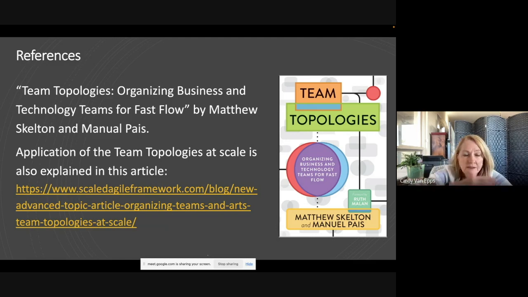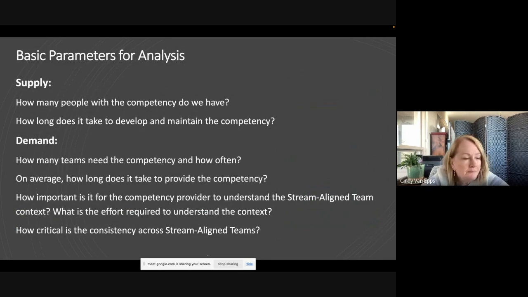There's a blog on organizing teams and ARTs. But you know what? They don't give you enough. They're like, you could use this option, you could use that option. But how do you pick that for your situation? And that's what Team Topologies Applied is about.